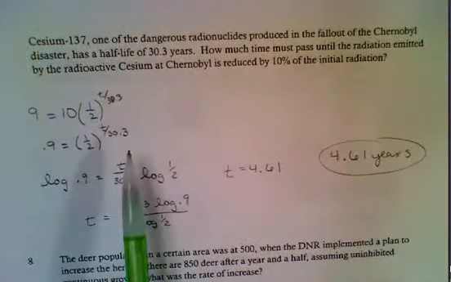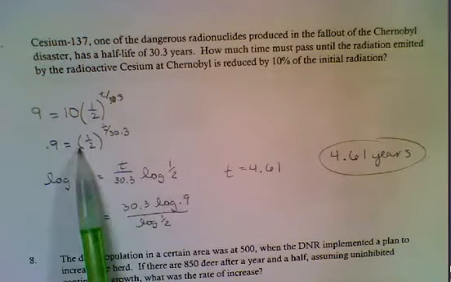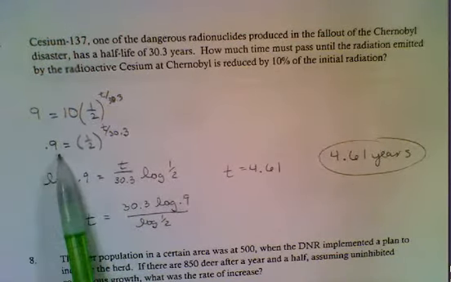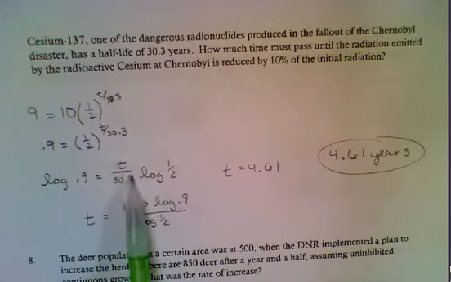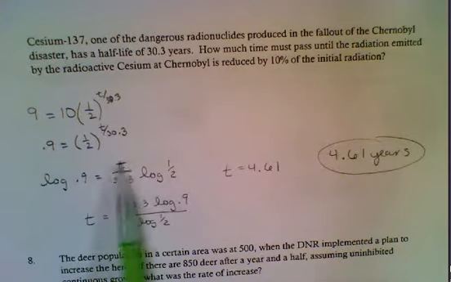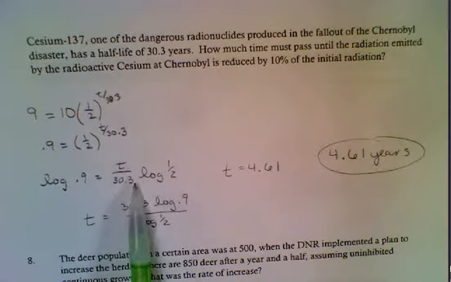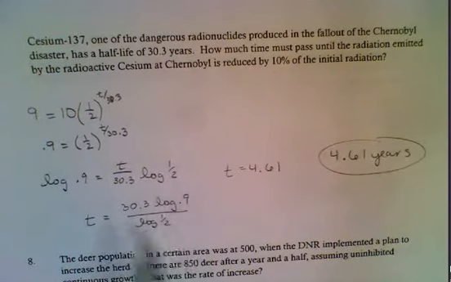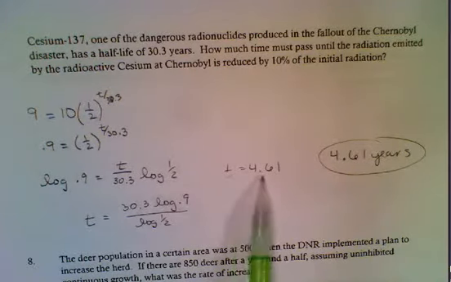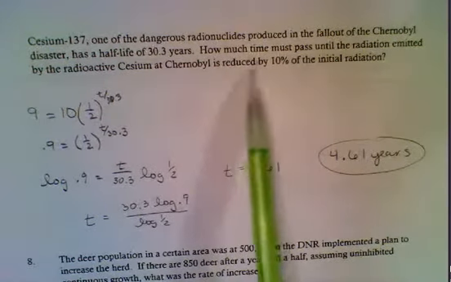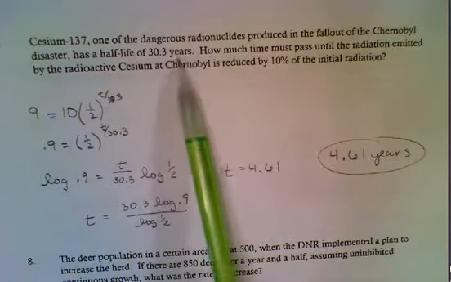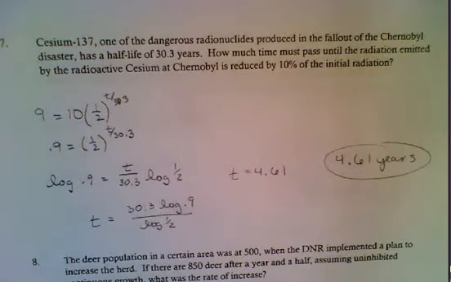My base is a half because it is a half-life. So I'm solving for t. So I divided by 10, took the common log of both sides, used that power property, brought the power out in front. To solve for t, I need to multiply by 30.3, and I need to divide by log of 1/2. So I took this side over here, I multiplied by 30.3, I divided by the log of 1/2. I got 4.61, which would be 4.61 years. You always want to make sure you look at what your label was here. That has to be the same label there.